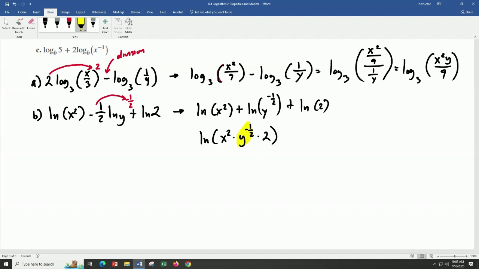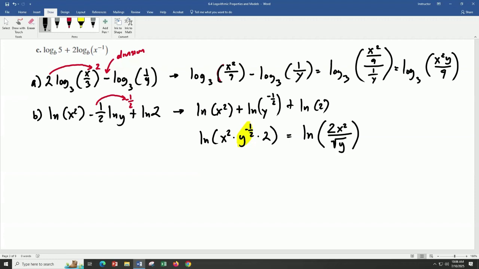Let's be aware of this negative exponent here and realize that when we rewrite this, we can rewrite it like this. The ln of, well, 2 times x squared is going to be 2x squared. That y to the negative 1/2 will go down into the denominator, giving us y to the 1/2, or the square root of y. You can write it either way.